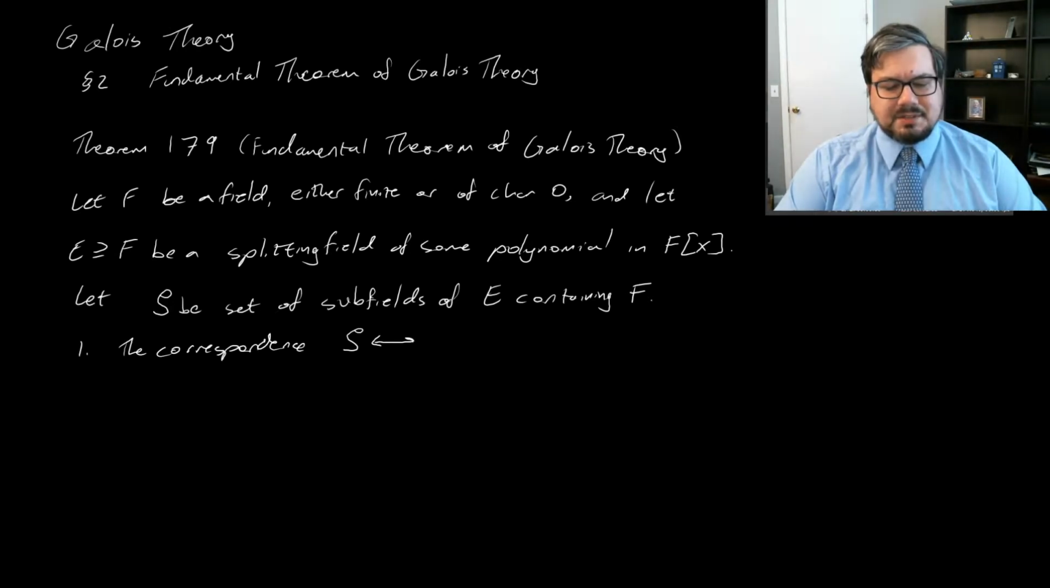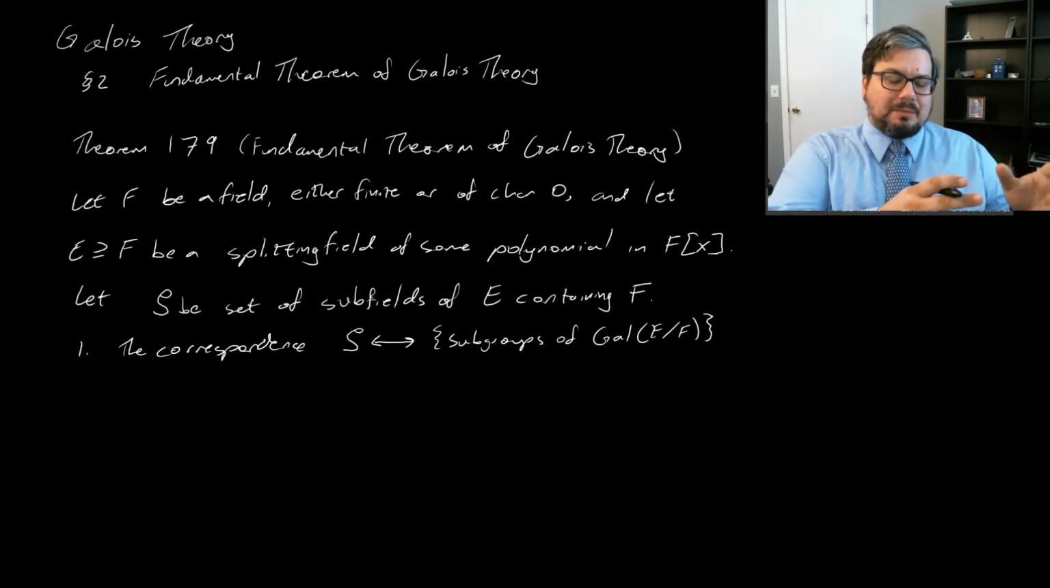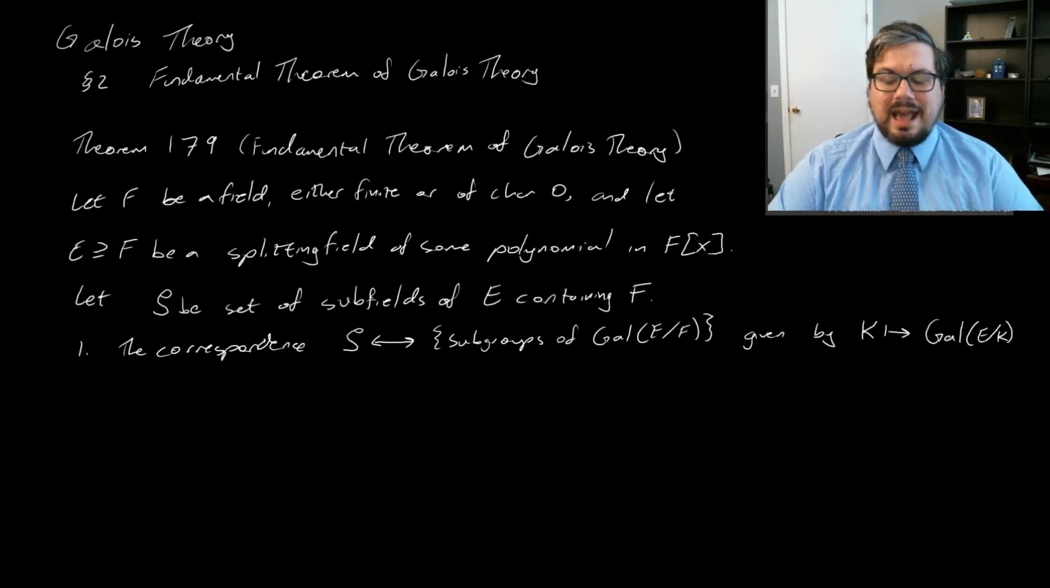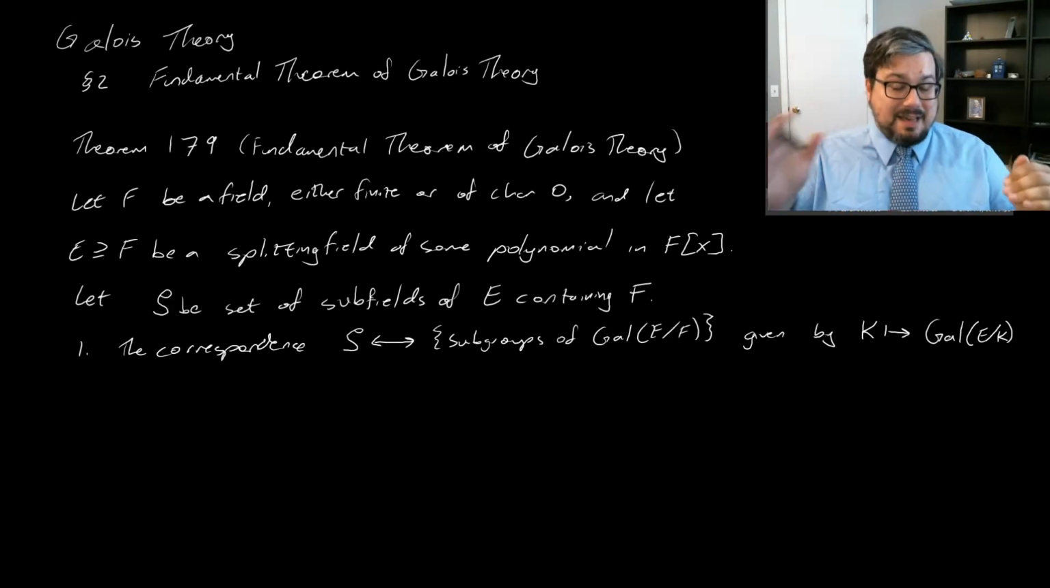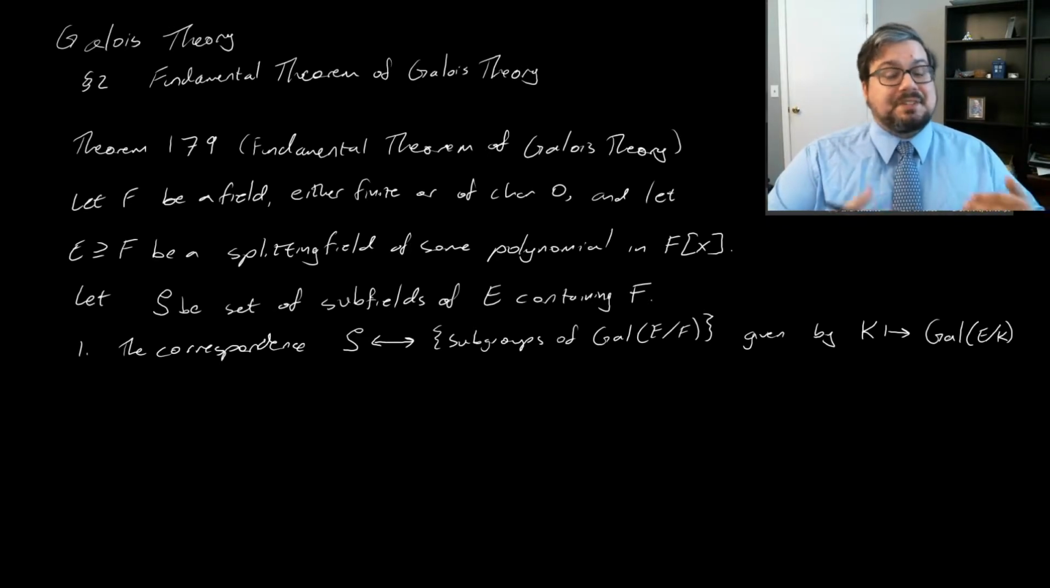Now, we have a correspondence between the set S and the set of subgroups of the Galois group of E over F. For any field lying between E and F, we can construct a subgroup by taking an element K and mapping it to the Galois group of E over K. So if K lies between F and E, then any element of the Galois group of E over K is an automorphism of E that fixes K. And because F is a subfield of K, that automorphism will also be an element of the Galois group of E over F.